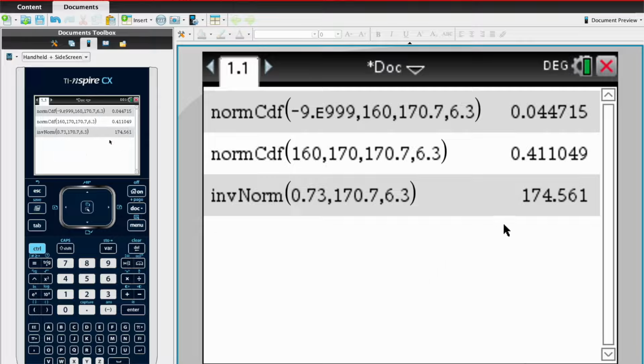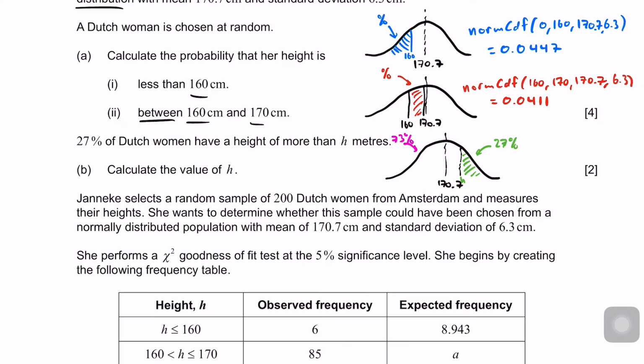All right. In this case, if someone wanted to be in the top 27%, they would need to have a height of more than 174.56 centimeters. So let's go ahead and go back to the calculator.